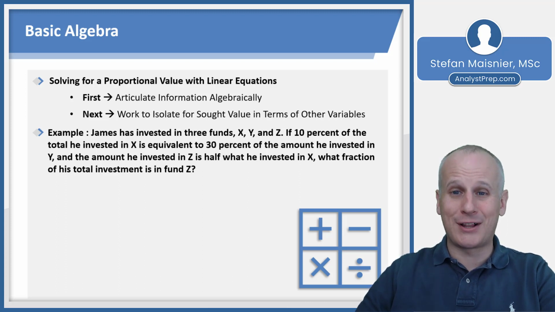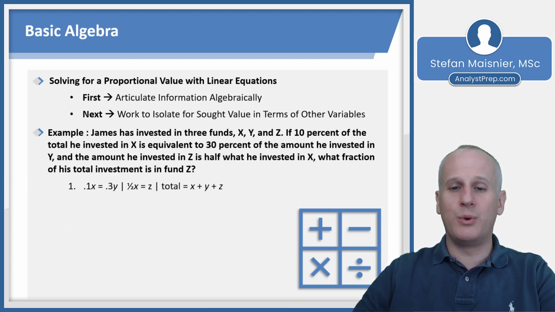Whoa, right? There's a lot going on here. So we've got to break this down very carefully, very deliberately. So we just articulate the statements in algebra. So 10% would be 0.1. Of the total invested in X is 0.1 times X. Is equivalent means equals 30%, 0.3 of the amount he invested in Y, 0.3Y.